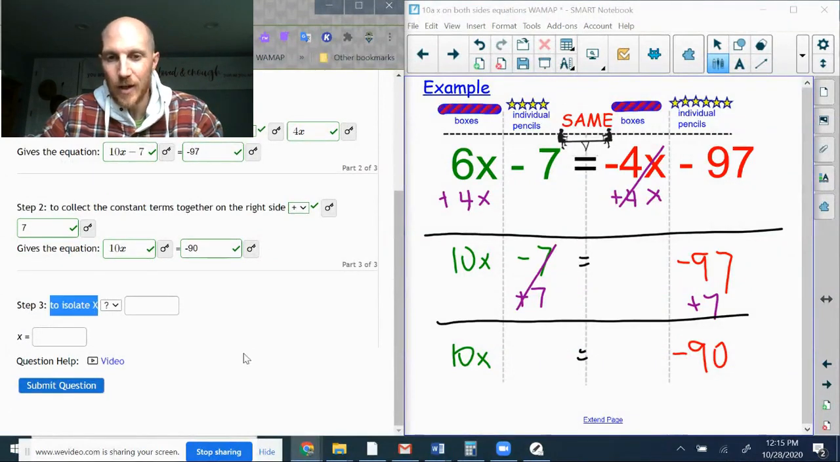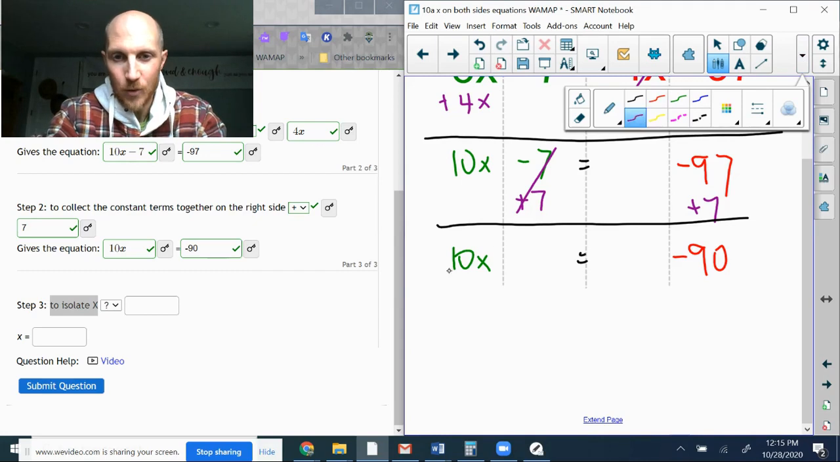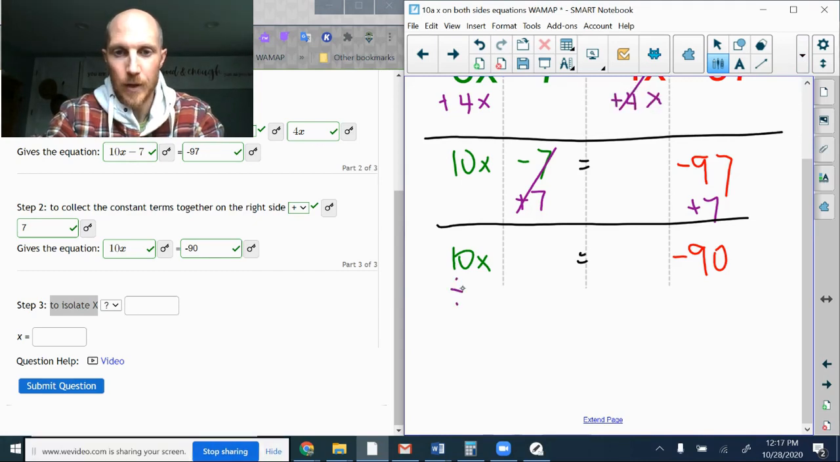Now I need to isolate x. In order to isolate the x, that means I need to have just one x, positive 1x. And in order to accomplish that, I will need to get rid of this green 10. Divide by 10. And on the other side, I also need to divide by 10. So 10 divided by 10 is going to give me 1.